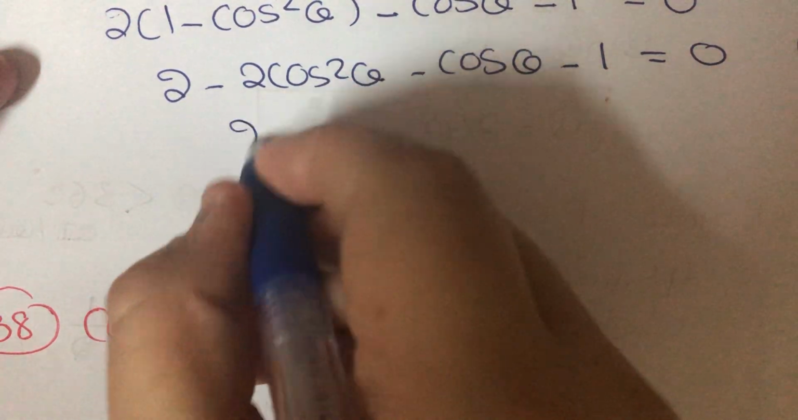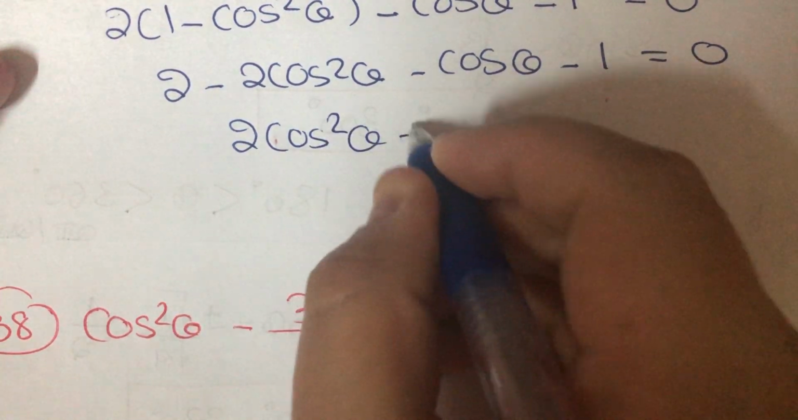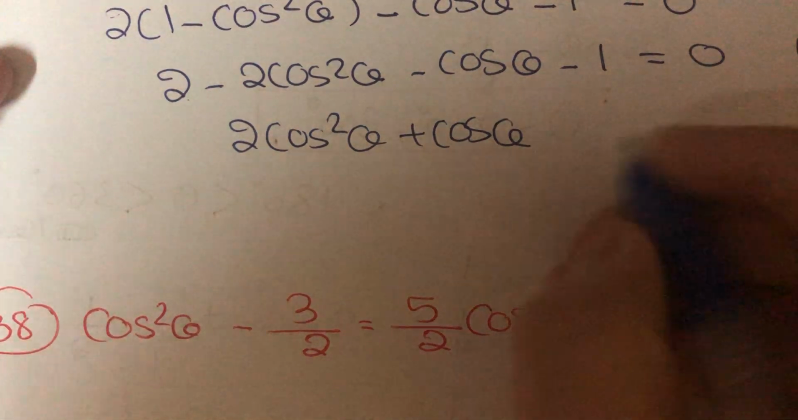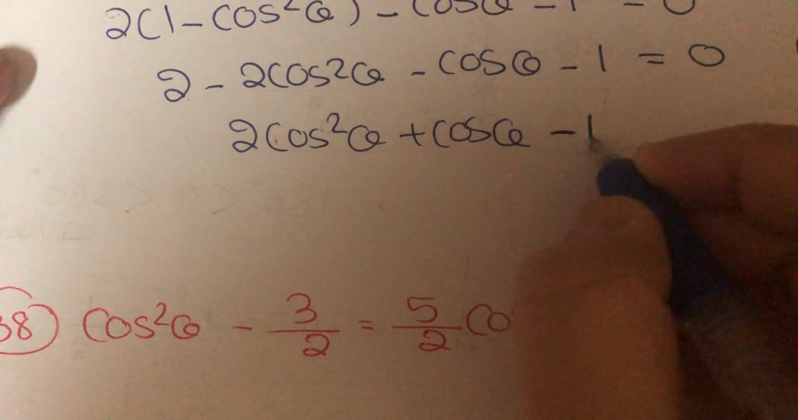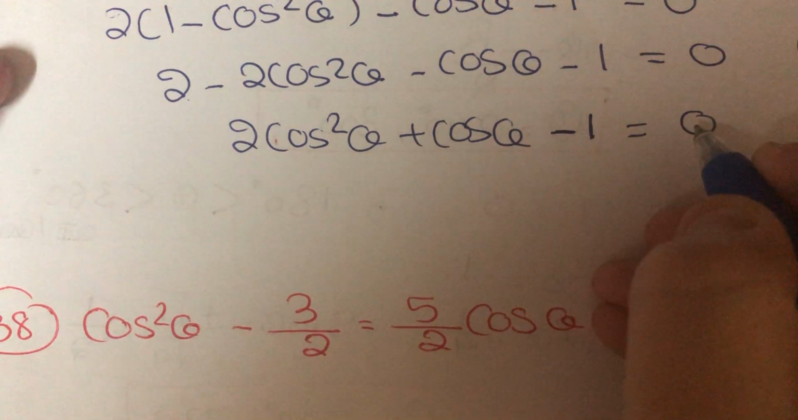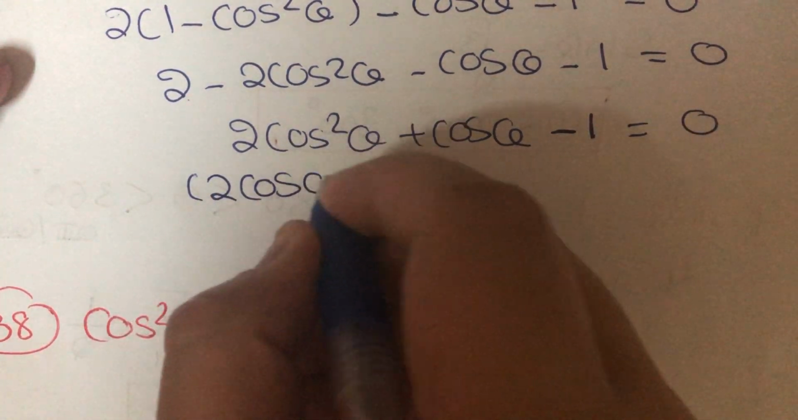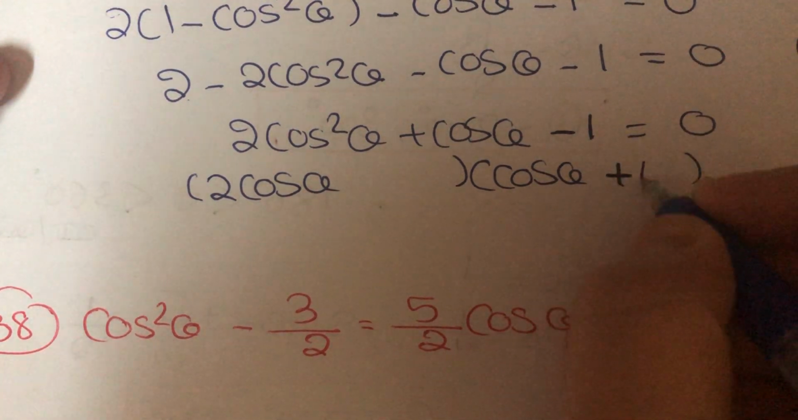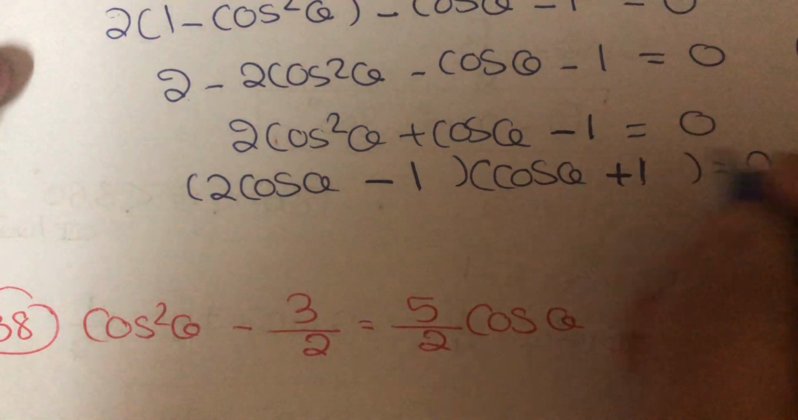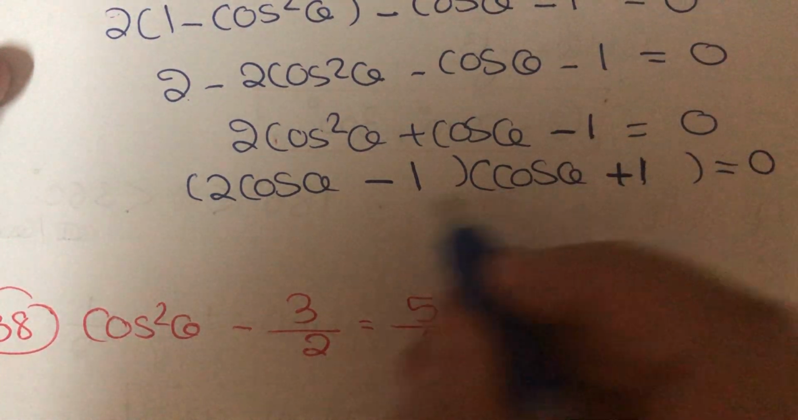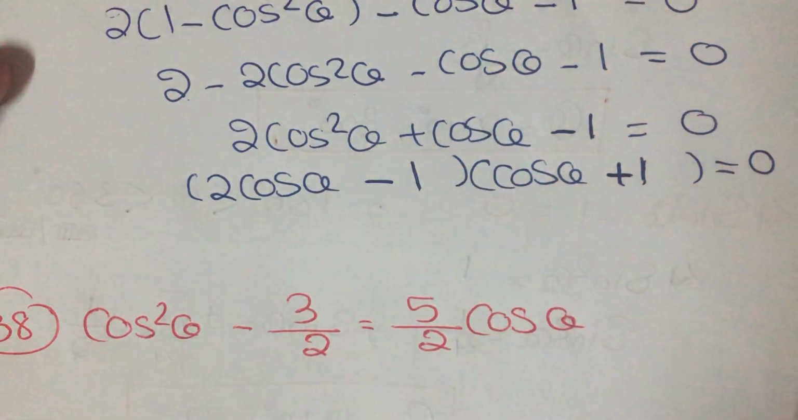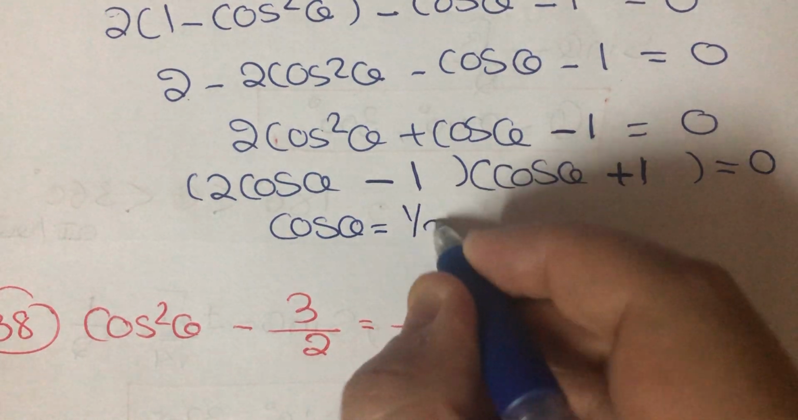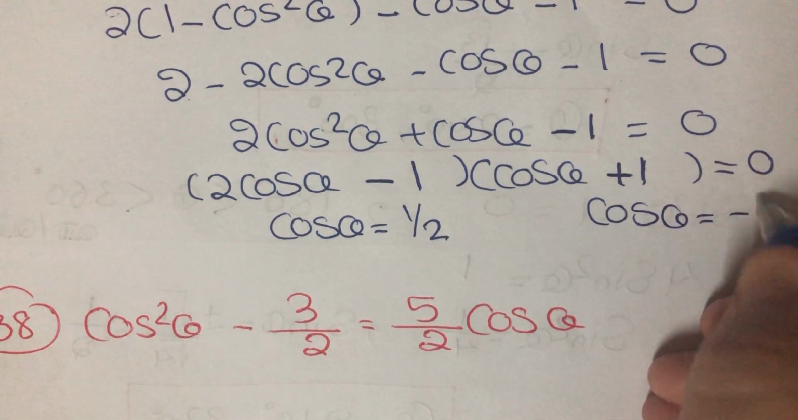So maybe I'll multiply everybody by a negative 1. So I will end up having 2 cosine squared theta plus cosine theta, 2 minus 1 is 1, and since I multiplied by a negative 1, it's going to be minus 1 equals 0. Right? So 2 cosine theta, and I think I will put a positive 1 over here and a negative 1 over there, equals 0. When I multiply, I get negative 1 here, negative cosine theta, positive 2, I would get a positive cosine theta in the middle. So I have two possible answers: either cosine theta equals half, or cosine theta equals negative 1.